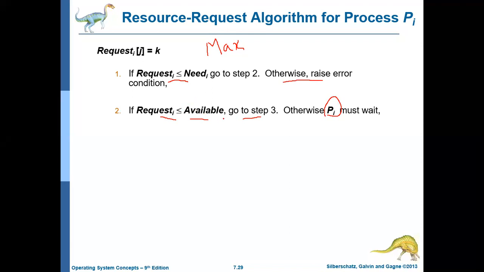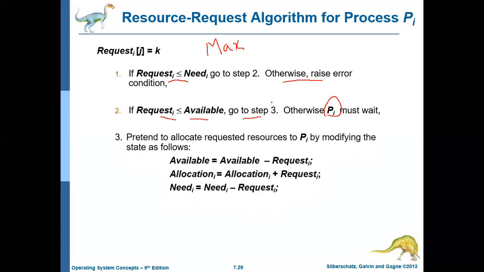Because if it is not available, how will the operating system give it? So if both these conditions are satisfied, if request is less than or equal to need, and if request is less than or equal to available, then we go to step 3. Step 3 of Banker's algorithm is quite interesting. It does not ask the operating system to just allocate the resources to the process Pi.